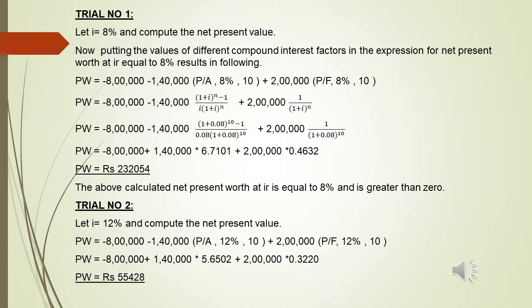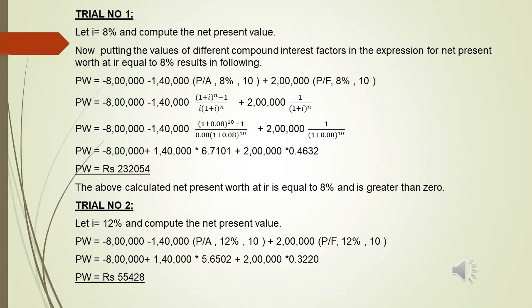So 8% will be 8 by 100, that will be 0.08. Okay, and n value will be 10 years, since they have given 10 years, I'll substitute for that. So while I substitute, I will get PW as 2,32,054. Okay, since it is a positive value, it is greater than 0. So let that be. Next, I will find trial number 2.